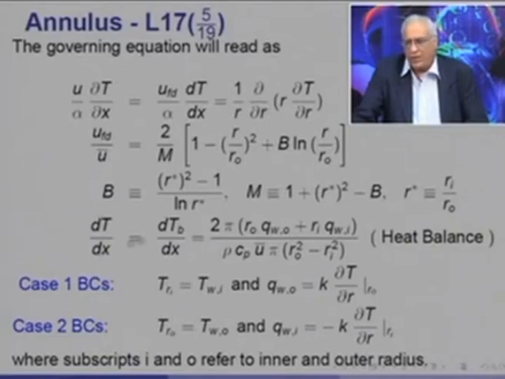Only thing is dT dx here will be dT bulk by dx, and that would be equal to 2 pi r o q wall o plus r I q wall I divided by rho c p u bar pi r o squared minus r I squared. We can have two types of boundary conditions. In the first case, outside wall is heated. So, q wall O is given equal to k dT by dr at r o, and at the inner radius r I we have T w I. On the other hand, we can also have a case in which the inner heat flux is given and the outer wall temperature is T w O.